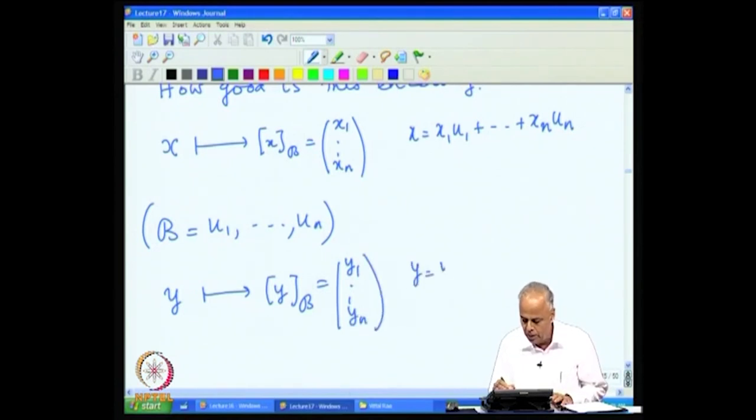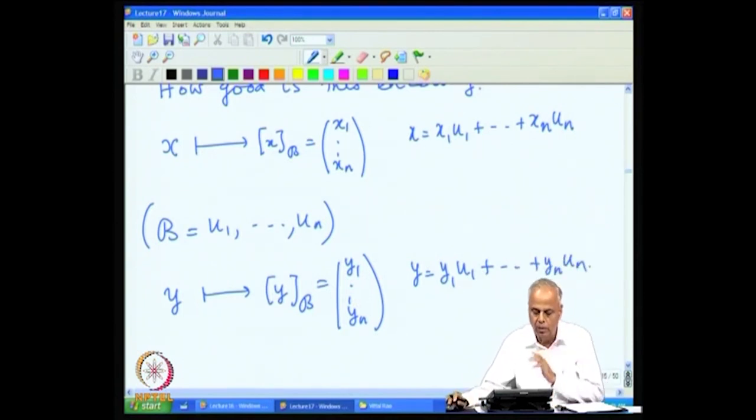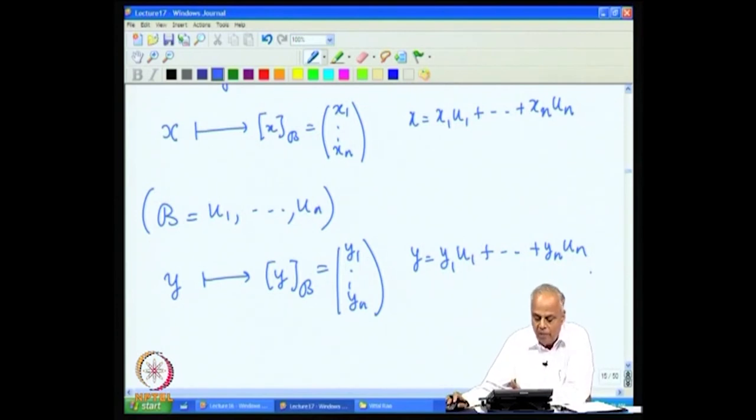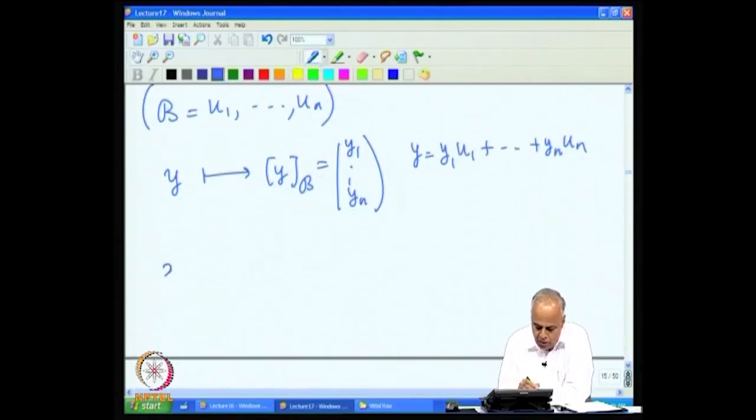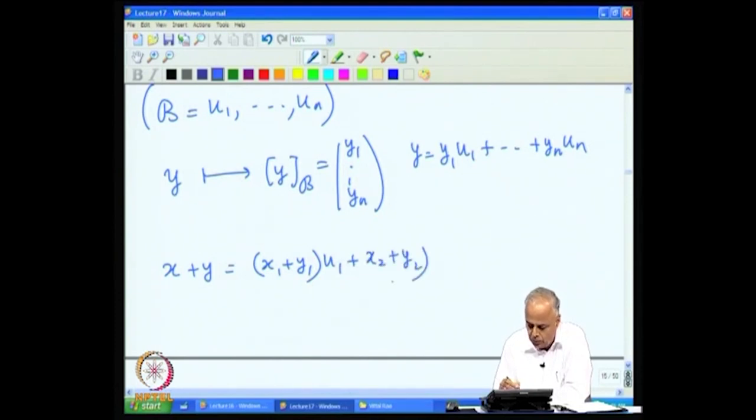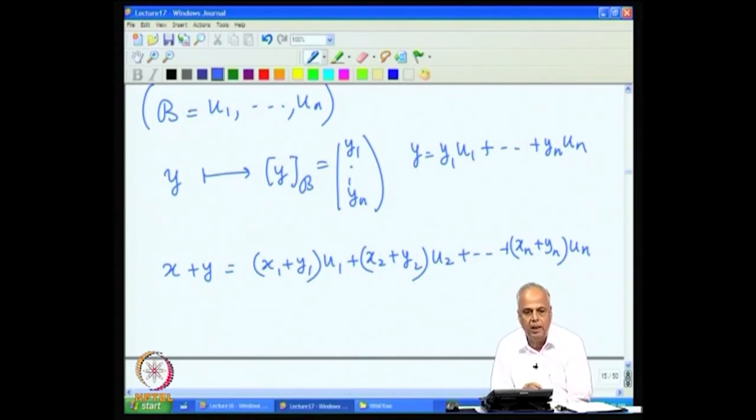This means y equals y1 u1 plus etcetera, yn un. Now, if x is... now we are doing the addition in the V side. This is a vector in V, this is a vector in V. So, if we add, what do we get? We get x plus y is (x1 plus y1) into u1 plus (x2 plus y2) into u2 and so on, plus (xn plus yn) into un. That means we have represented the vector x plus y as a linear combination of u1, u2, un.